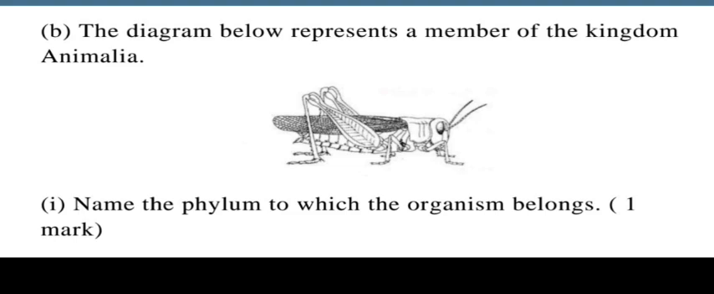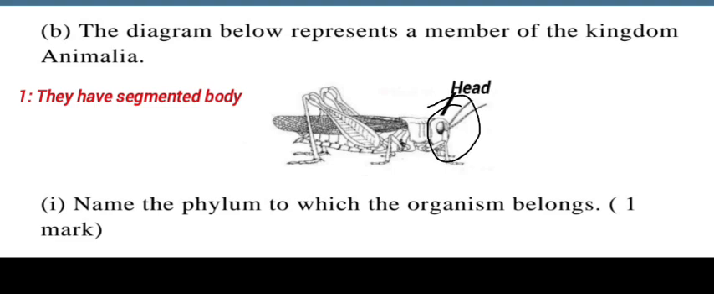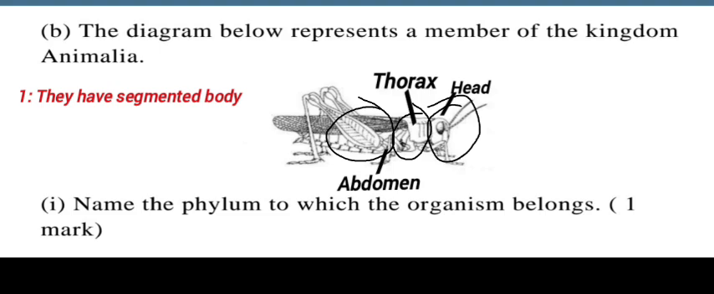So the first one, we are going to say they have a segmented body. When you talk of segmented body, we are talking about separate body parts. The first one, they have the separate head. It is segmented. Apart from that one, they have a thorax here. Apart from that one now, they have also the abdomen. So those are the segmented body parts of the grasshopper or this arthropod.